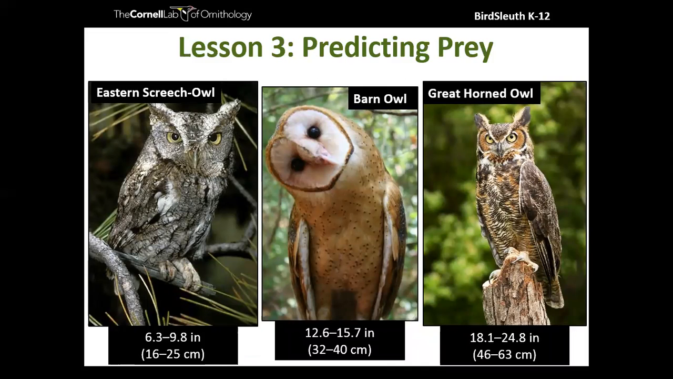On the left, I have an eastern screech owl. This is the smallest of our three owls, and it's between 6 to 10 inches in length. The middle owl is our barn owl, and this is the owl that does provide the pellets for our study. It's a medium-sized owl between 12 to 16 inches. And then we have our largest owl on the right, the great horned owl, and it's standing tall between 18 to 25 inches.